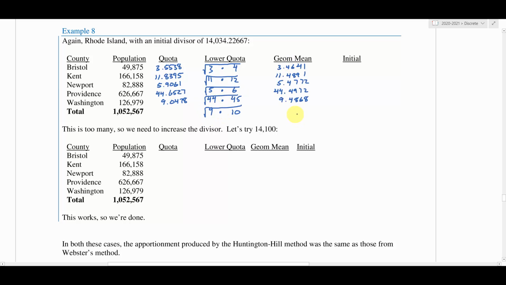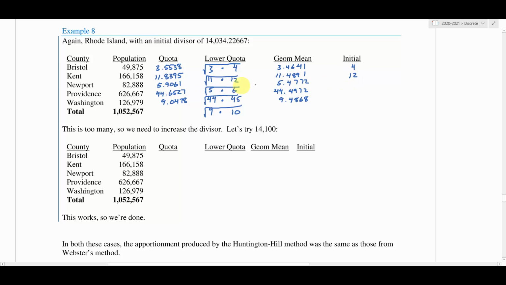calculated all of my geometric means here, and now I'm going to go back and I'm going to round my quotas based on this number. So rather than rounding based on 0.5, I'm going to round based on 0.4641 here. So 0.55 is greater than 0.4641, so this is going to round up to 4. 8395 is bigger than 4891, so this one rounds up to 12.